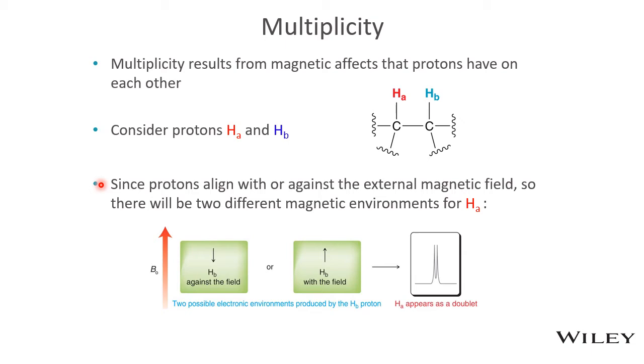Now we know that protons can align with or against the external magnetic field. So for HB, it can adopt two different spin states. We either have the beta spin state where it's against the magnetic field, or we have the alpha spin state where it's with the magnetic field. Now we know that it's constantly jumping back and forth between these two spin states and putting it in a different electronic environment. So since there are two possible electronic environments for the HB proton, it can affect HA's signal in two different ways. So the signal for HA is actually going to appear as two peaks, which is known as a doublet.